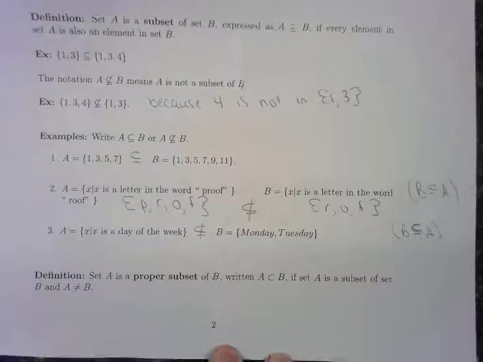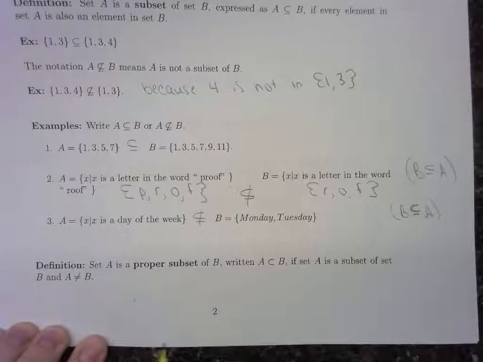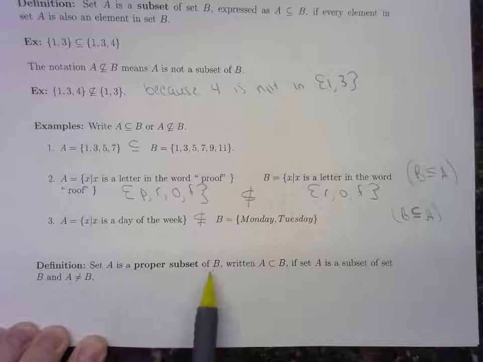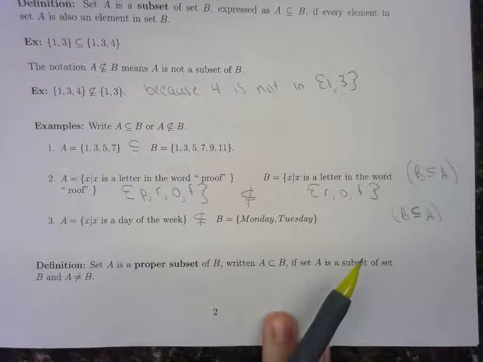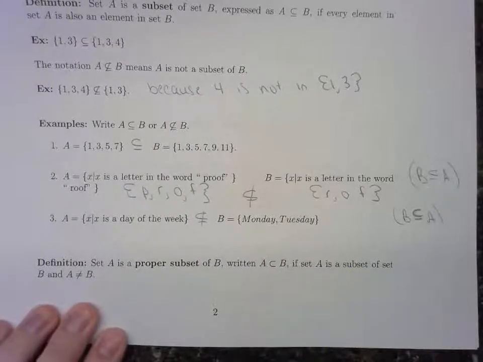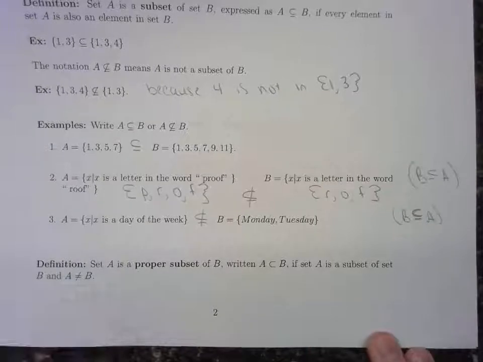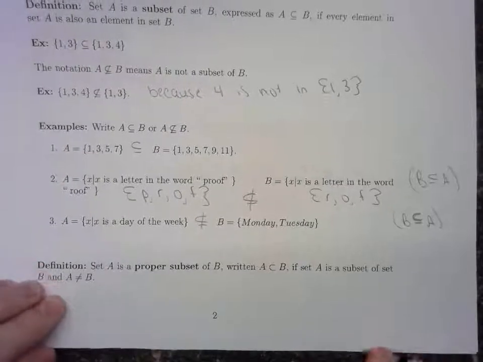Okay, next definition that goes along with subset is a proper subset. So it says set A is a proper subset of B. Written, we say A, proper subset of B. Notice the line underneath is missing. If set A is a subset of set B and A does not equal B. Okay, so proper subset means they can't equal each other.